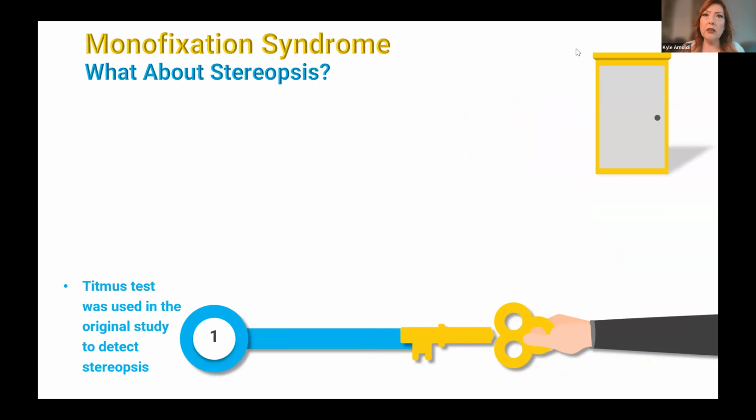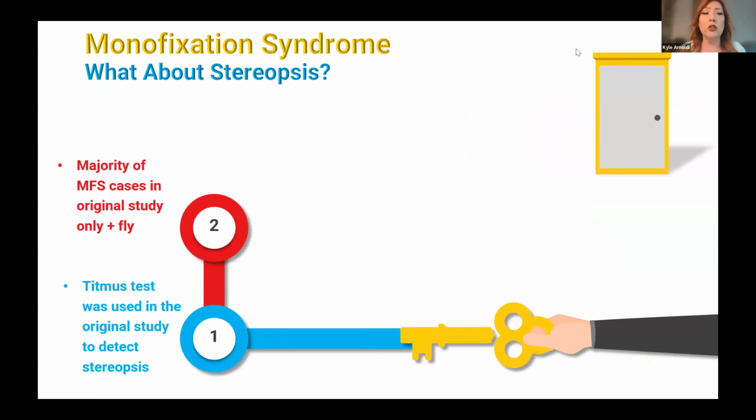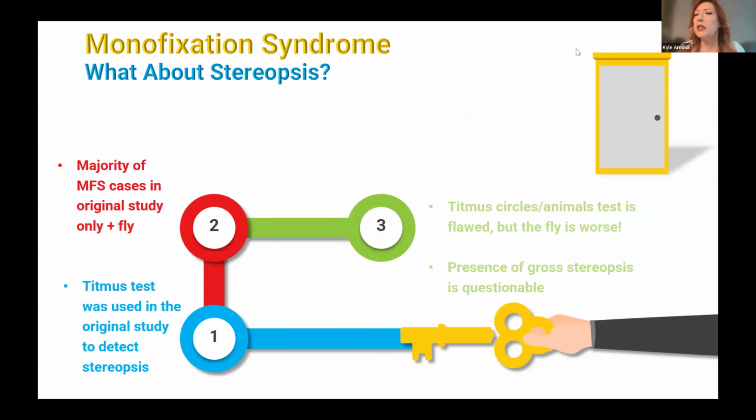Well, back when Dr. Parks did his original study, the Titmus test was used to detect the presence of stereopsis. Now, this is still the most widely used stereo test around the world. The majority of his cases in the original study only saw the fly. There were some who had much better stereo than that, but most of them were positive for the fly. Now, we're all aware that the Titmus circles and animals tests are deeply flawed, but the fly is even worse. And so I question the presence of gross stereopsis in most of the patients that were in the original study.